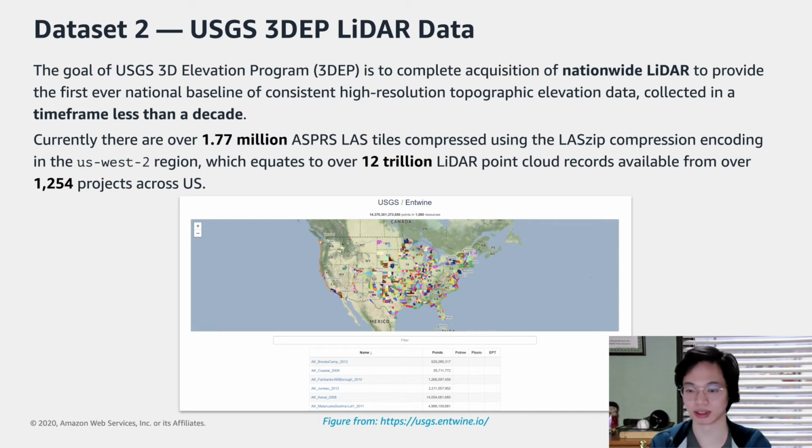This is the region code for AWS resources. There are over 12 trillion LiDAR data points available from over 1,254 projects across the US. If you go to this website, you can see a lot of areas are covered. For example, you can see from this map here.